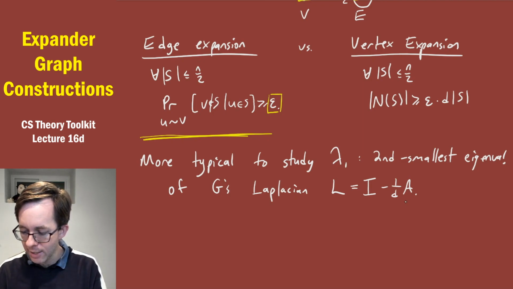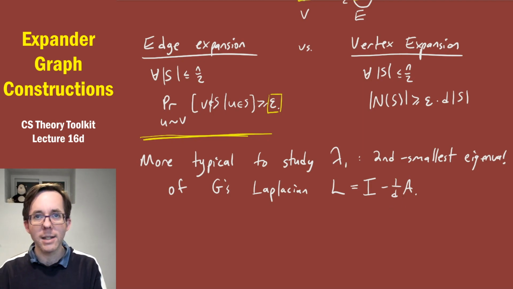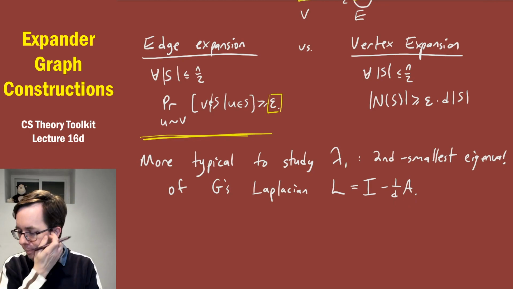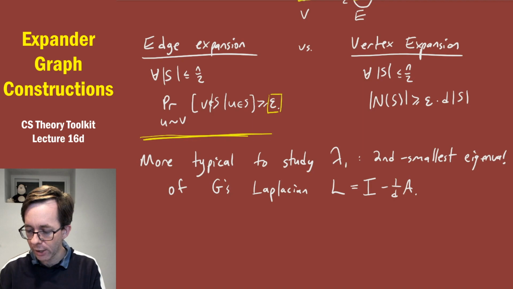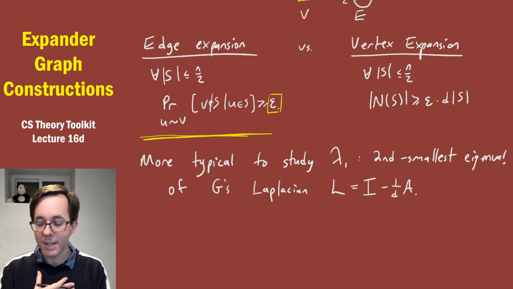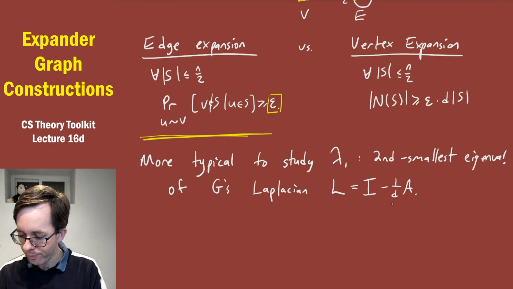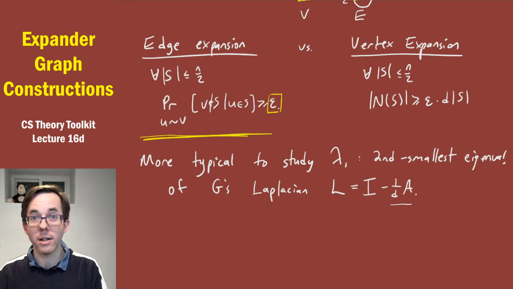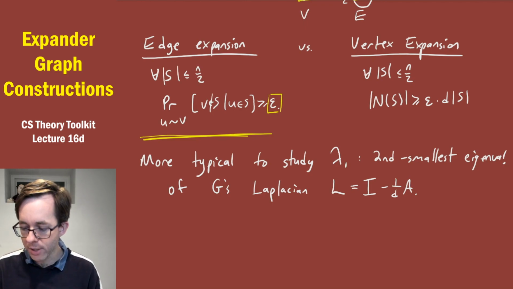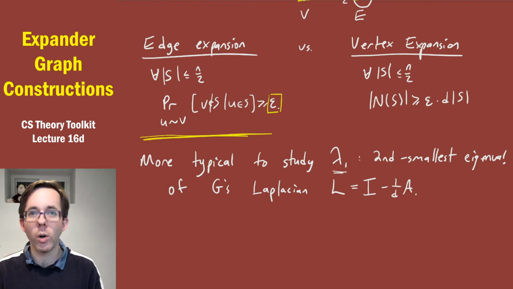So A is the adjacency matrix of the graph, 1 over D times A is the normalized adjacency matrix, and the Laplacian is the identity minus that. And as we saw in the spectral graph theory lectures, this matrix always has an eigenvalue of 0. That's equivalent to saying that A always has an eigenvalue of D. And what controls the expansion is the second smallest eigenvalue, which we call lambda 1.